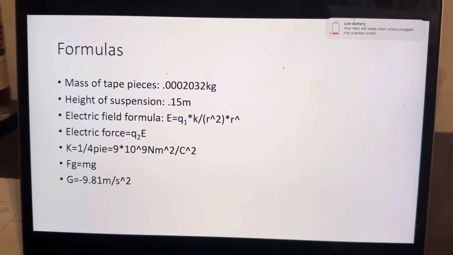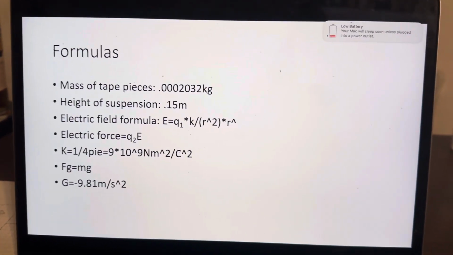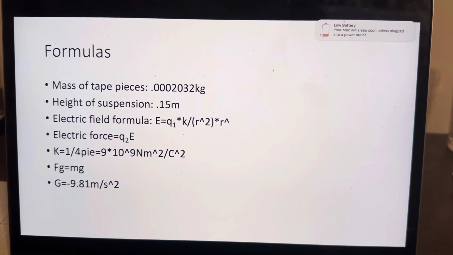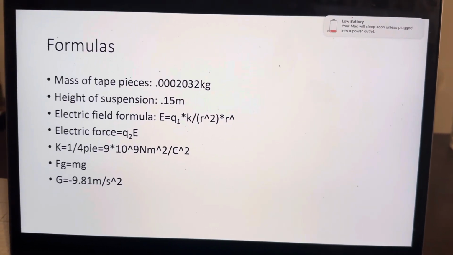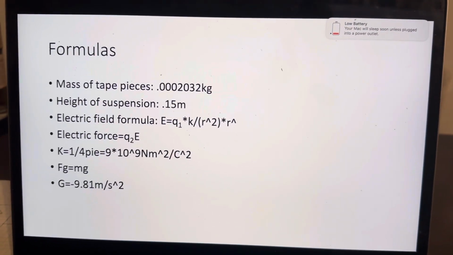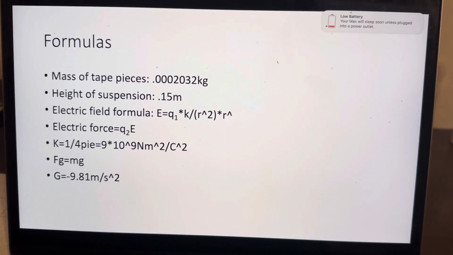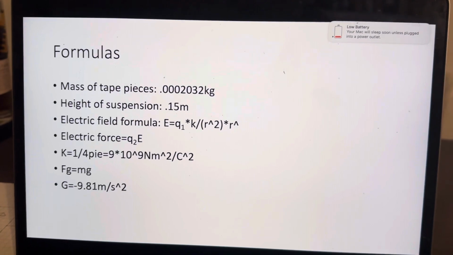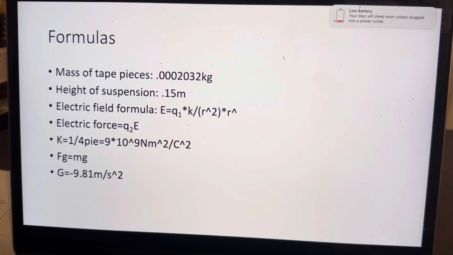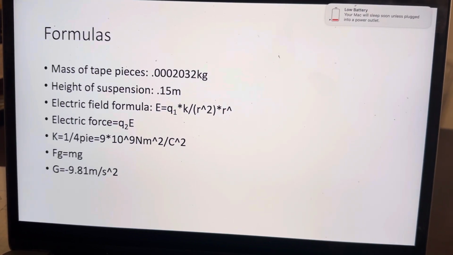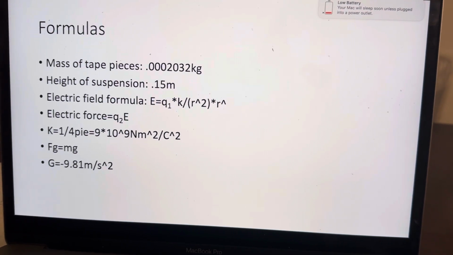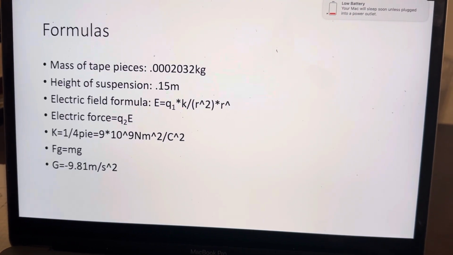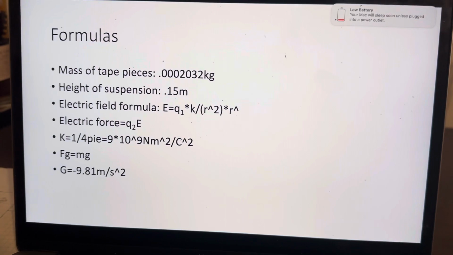The electric field formula is Q times K over R squared times R hat. The electric force is Q2 times E, so you take the above equation and multiply it by the second charge in play. K in this case is 1 over 4 pi epsilon naught, which is 9 times 10 to the 9th newton meters squared per coulomb squared.